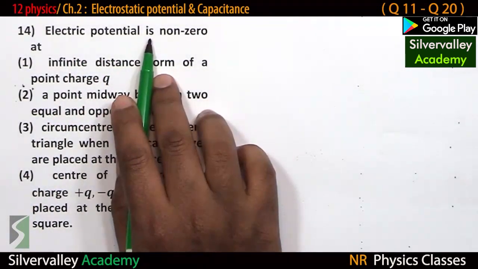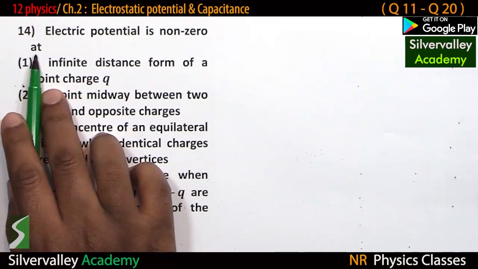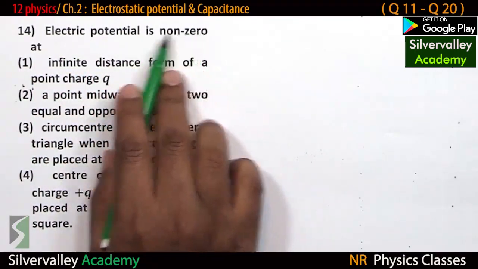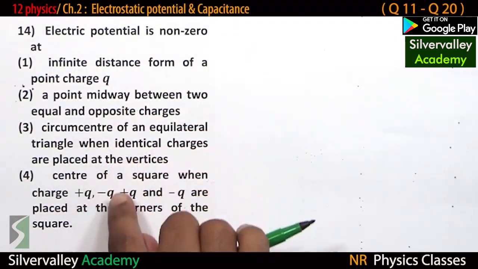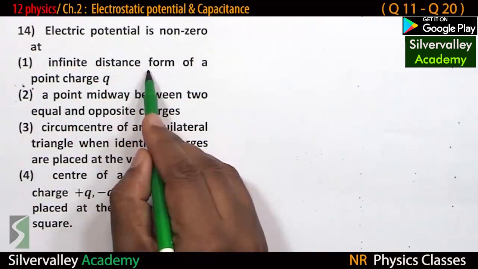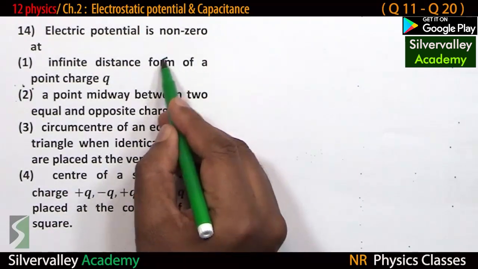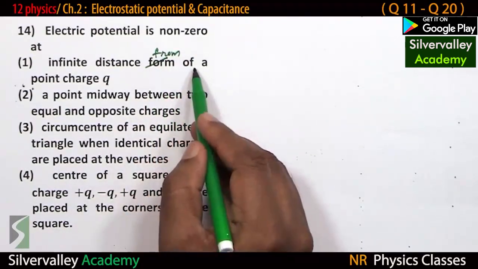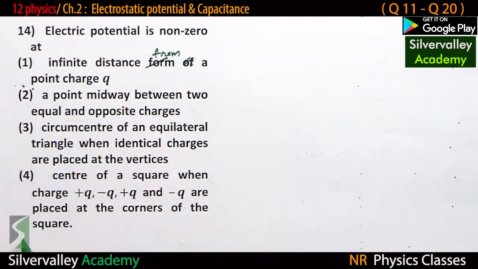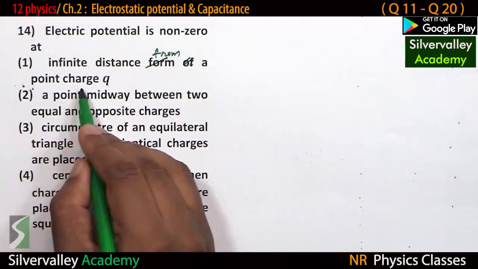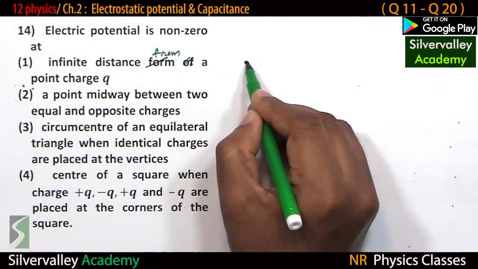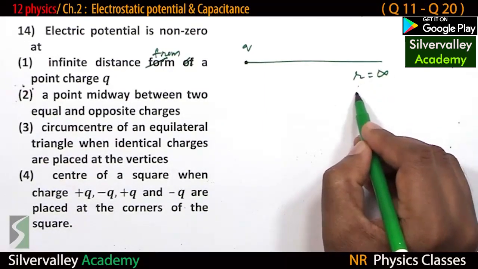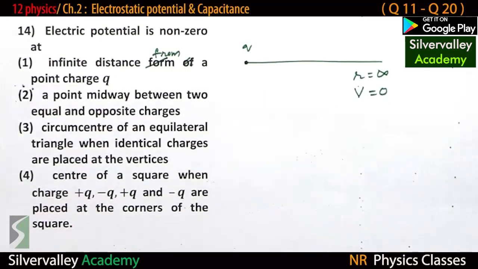Electric potential is non-zero at, students, observe this question. Electric potential is non-zero at means we have to check all the 4. Infinite distance from a point charge Q, yes. If this is point charge Q and the distance is infinity, then electric potential is 0. True.